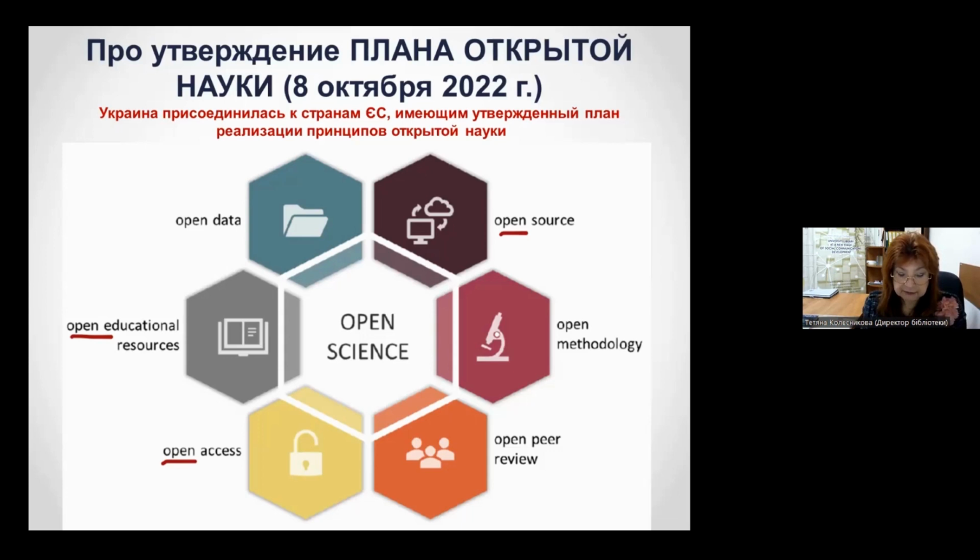Вы видите, что подчеркнуто красным три направления, два из которых – открытый доступ и открытое программное обеспечение – использовались достаточно давно, с 2007 года, но в открытую науку входят также открытые образовательные ресурсы. Для более конкретного раскрытия темы я расскажу о том, как в нашем университете, Украинском государственном университете науки и технологий, эти процессы уже запустились.